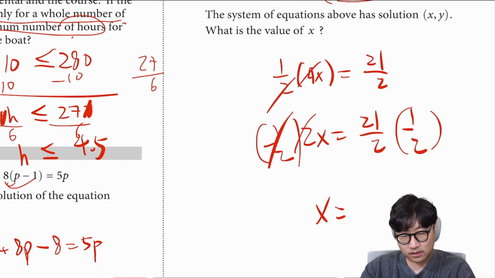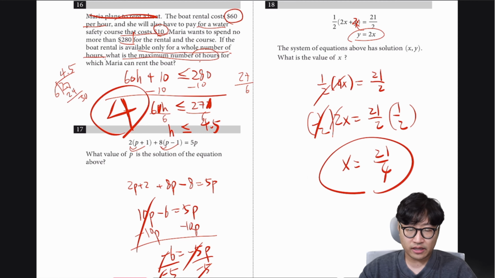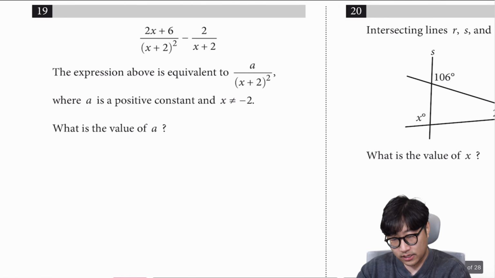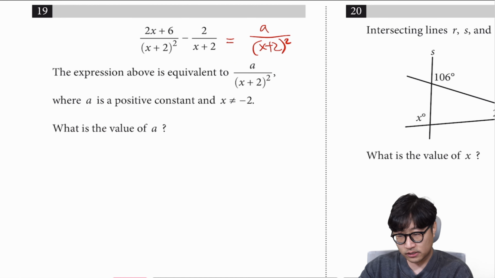And that will be x is equal to 21 over 4. Easy. Or 5.25. But once again, I recommend putting it in fraction. Number 19, expression is apparently equivalent to a over x plus 2 squared, where a is a positive constant. What is the value of a?